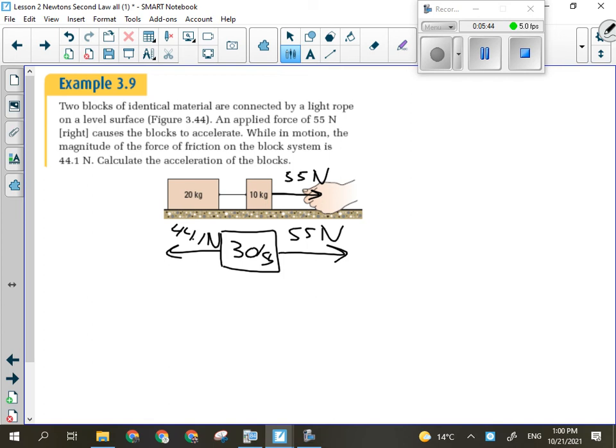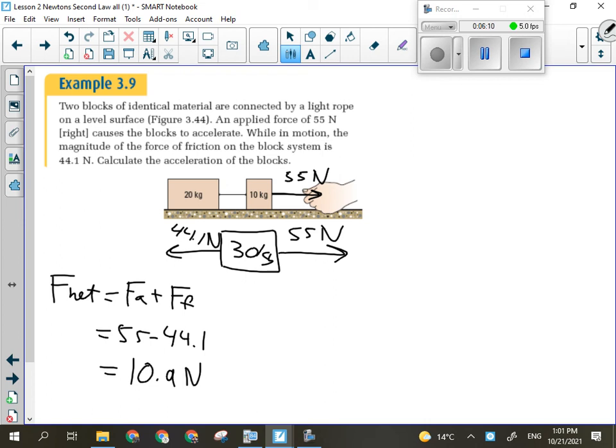What do I do next? Find F net. Yeah. How do I do that? Find the vector sum of the two forces. So F net is going to be my applied force, that's the 55, plus the force of friction, my 44.1. All right, so F net is going to be 55 minus 44.1, which should be 10.9 newtons forwards.